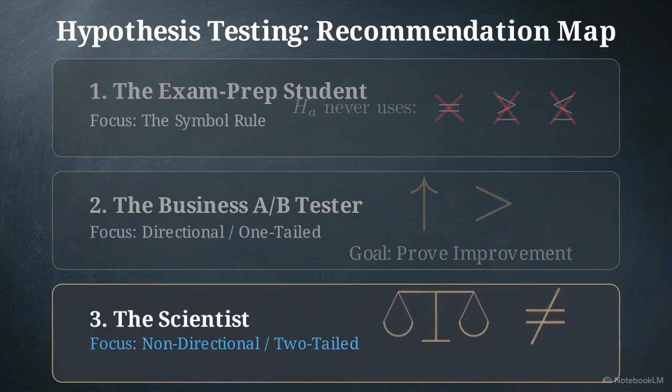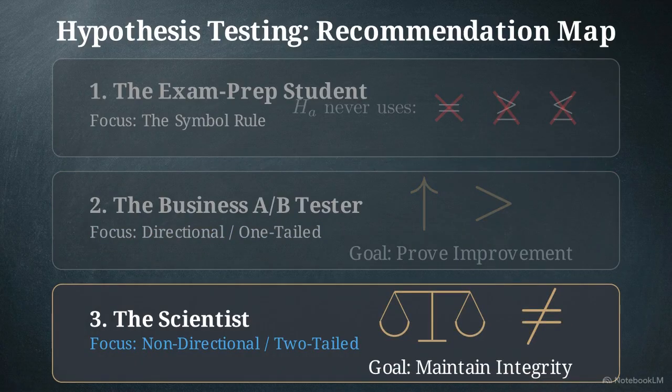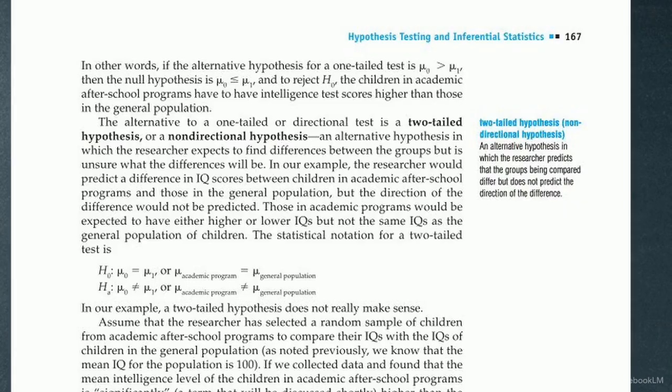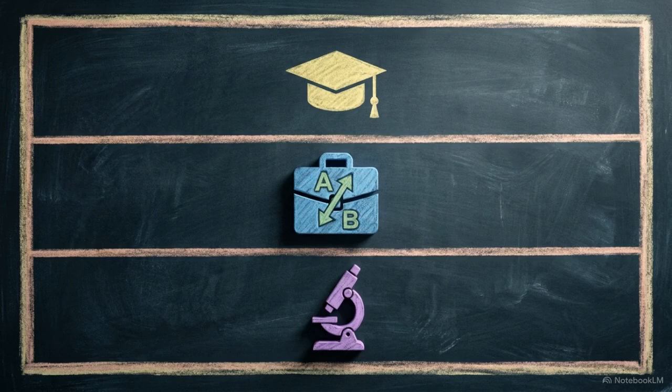For the academic researcher, you generally need a non-directional test. Your job is to report the truth as it is, which requires maintaining scientific integrity regardless of the direction of the change. As shown in this textbook table, researchers use these definitions to distinguish between two-tailed or non-directional and one-tailed or directional tests to manage the risk of false alarms. Ultimately, setting up your hypotheses correctly is all about perfectly aligning your statistical risk with your real-world objectives.